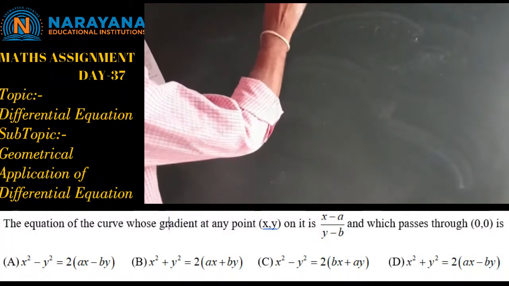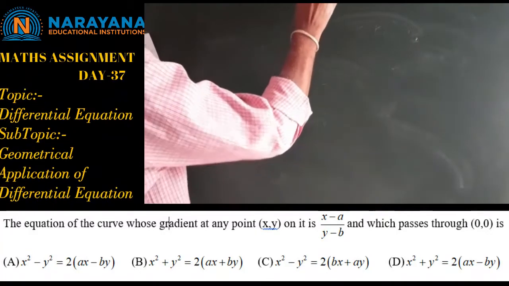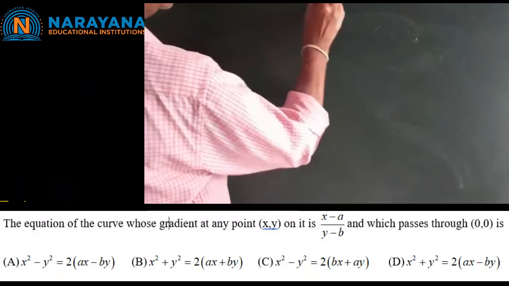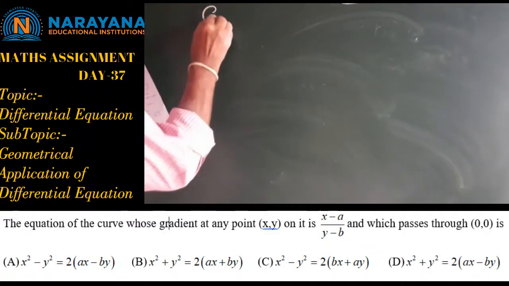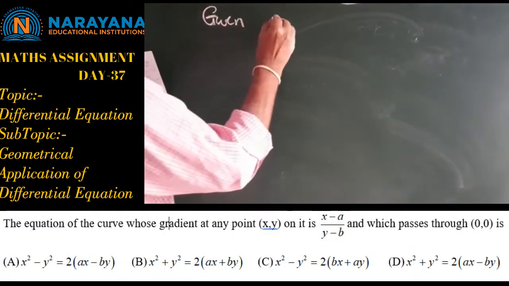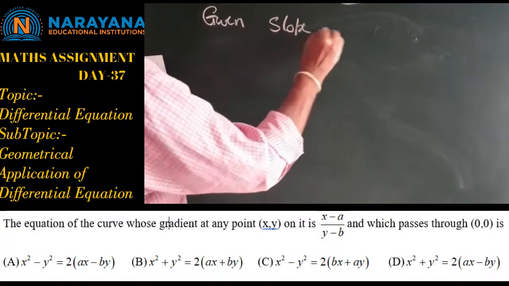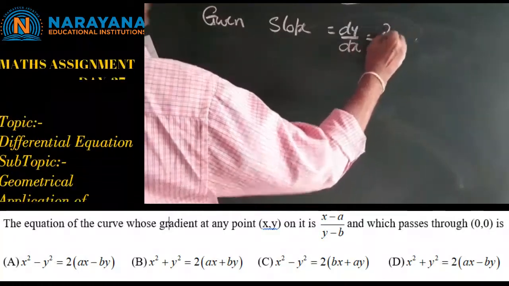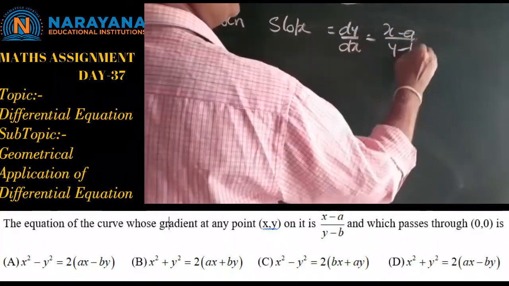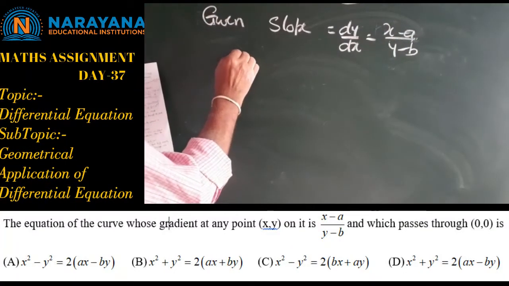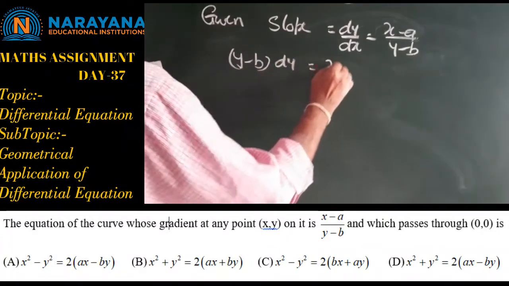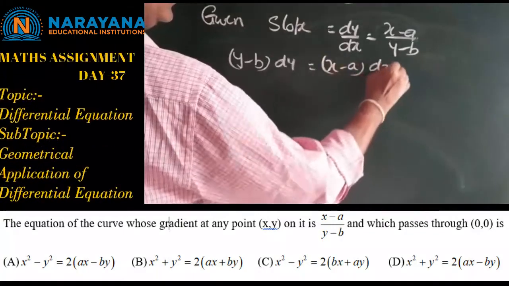Problem number 2. Given slope dy by dx equal to (x minus a) divided by (y minus b). So (y minus b) dy is equal to (x minus a) dx.